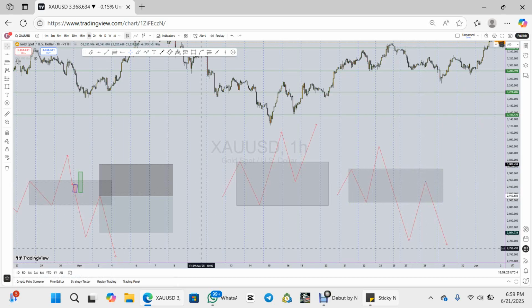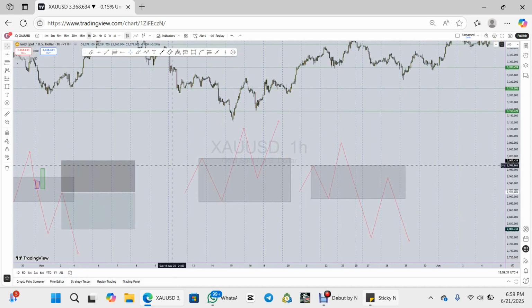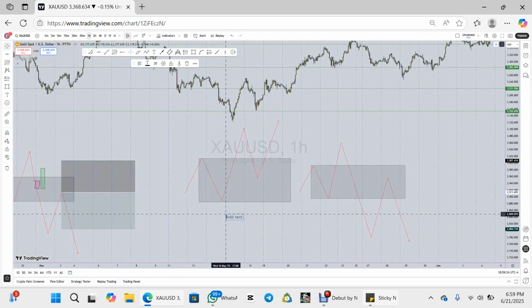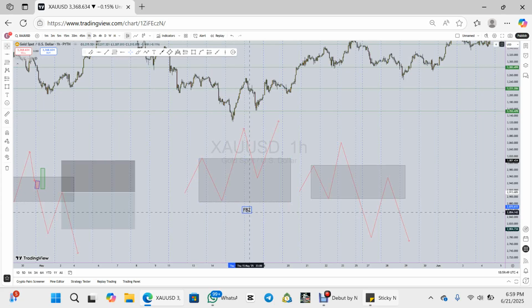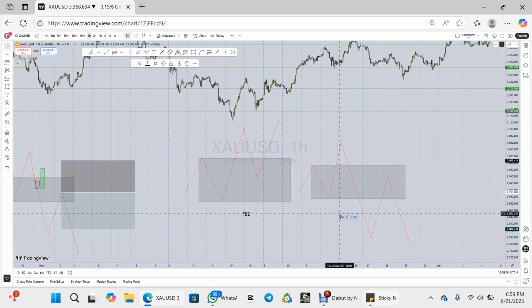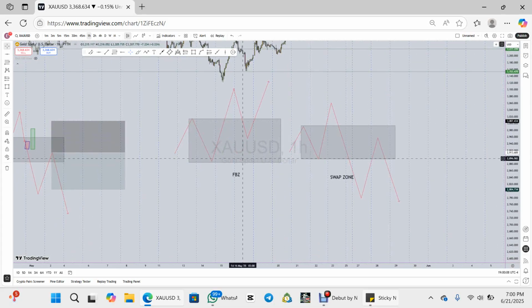So in these cases, this is called swap zone. This is called the FBZ, which is the fresh breakout zone. This is the fresh breakout zone. Why this one is called the swap zone. So this scenario is for the case of a buy. Same applies for the case of a sell. It will be the inverse.